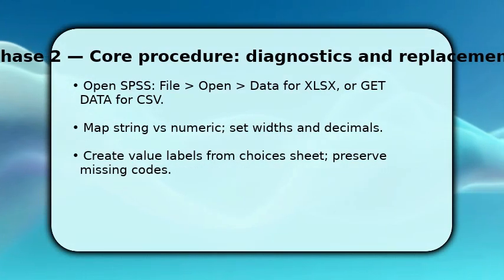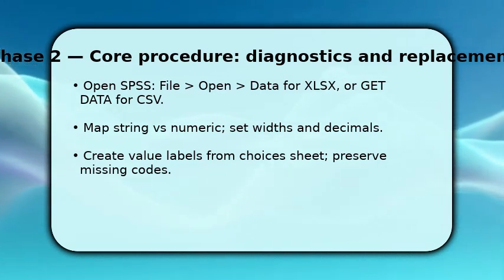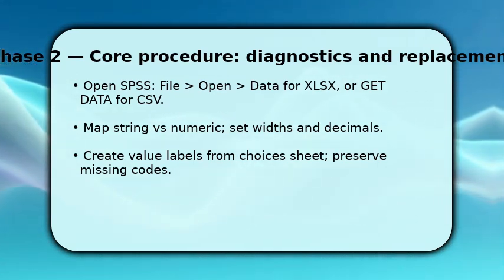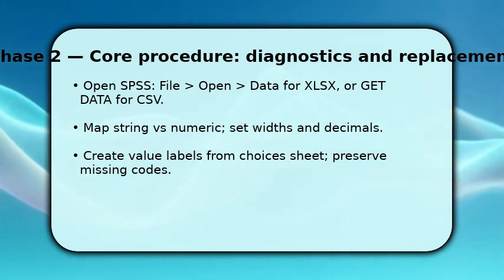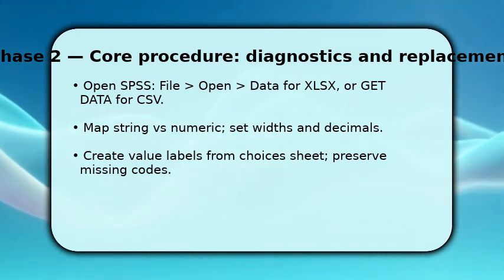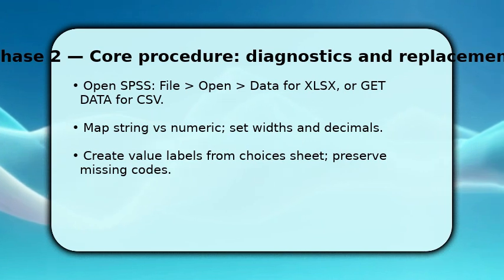Now import the prepared file into SPSS. If you saved XLSX, use File Open Data. For CSV, use Get Data and set delimiter and encoding. As you load, explicitly set each field as string or numeric. This controls analysis and avoids later conversion problems.